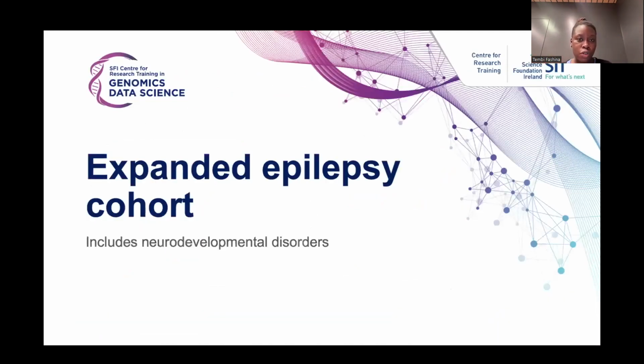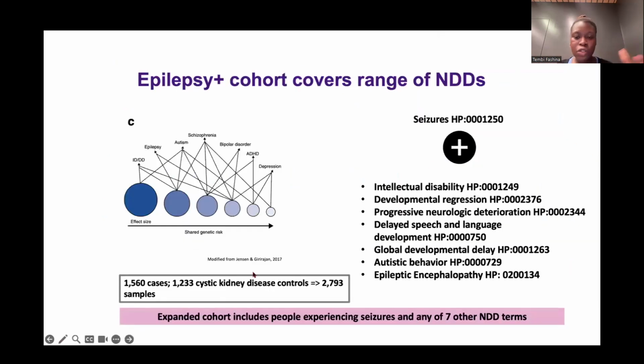We then moved on to our larger cohort, and we did this by including individuals with neurodevelopmental disorders. And so again, using the same tools, RLabKey and SQL, we knew that there's a shared genetic element between the epilepsies and a number of neurodevelopmental disorders. And so what we did was to identify individuals with a seizure HPO and any of the other 7 that are listed below. And so we got this larger cohort of 1,560 cases and 1,233 controls, the same number of controls.